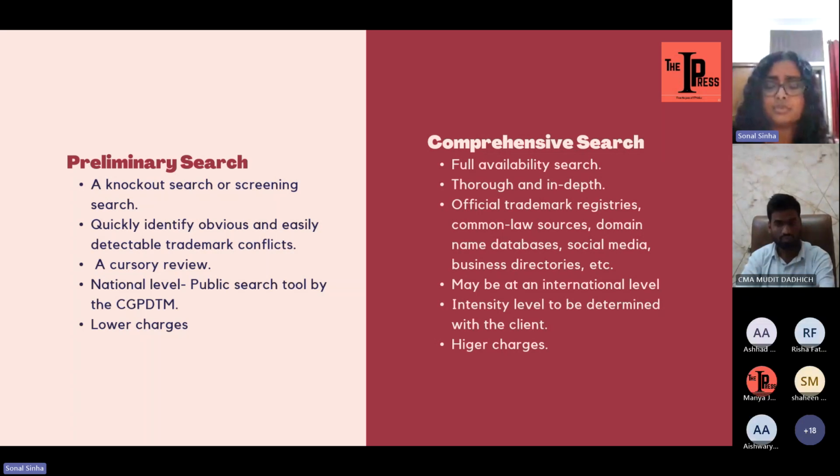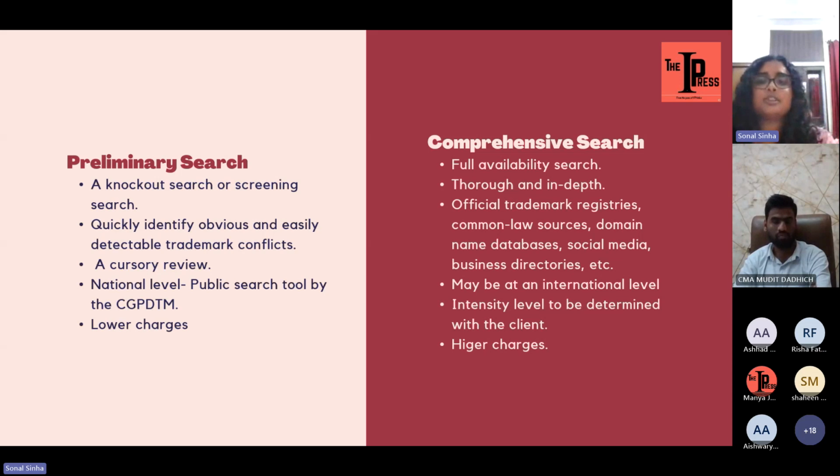It takes minutes to do, honestly maximum a few hours, but it's not a big task. So you also don't end up charging them a lot, or you do it for free sometimes. So what you do is you just do a quick public search on the CGPDTM, which I'll show you towards the end in the coming slides. You do a quick search to identify what are the marks that are registered that are identical or similar to your client's mark, and then you give them the opinion, the result of the search.